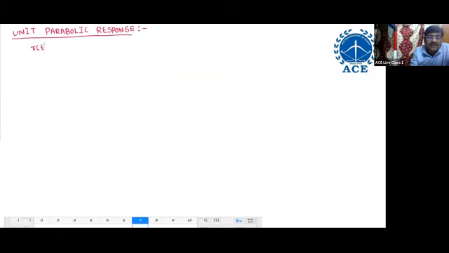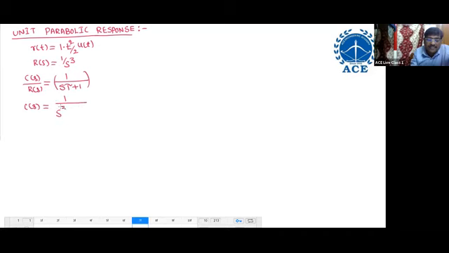So r of t equal to what? Tell. Parabolic input is t square by 2, u of t. This is the standard form of parabolic input. R of s becomes 1 by s cube. And c of s by r of s, we know, is 1 by s tau plus 1. Now substitute r of s. It will become c of s equals 1 by s cube into s tau plus 1. Then, come on.